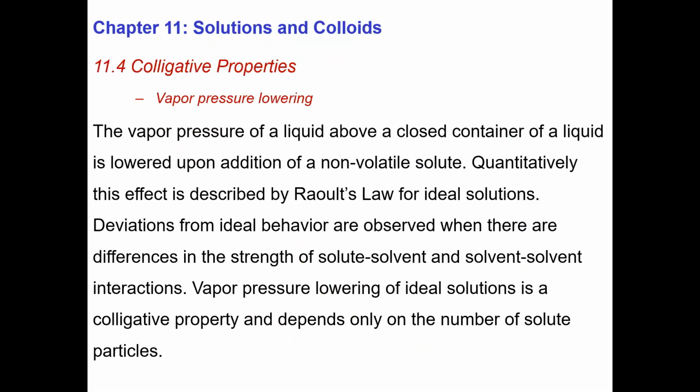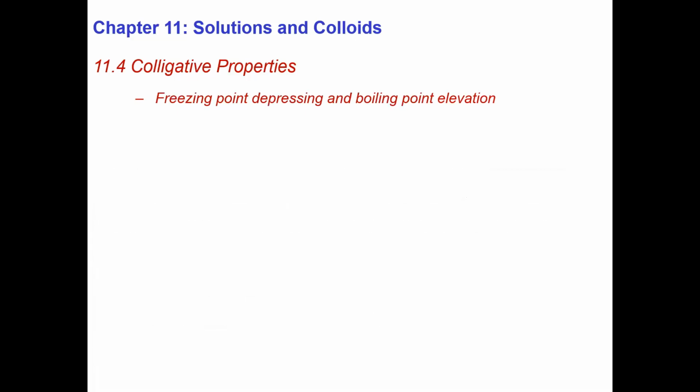So that concludes the part of 11.4 that's concerned with vapor pressure lowering. So now we move on to our next colligative property, and what we're going to talk about now is freezing point depression and boiling point elevation. And these two colligative properties tend to get talked about together because they have very similar formulas describing how they operate.